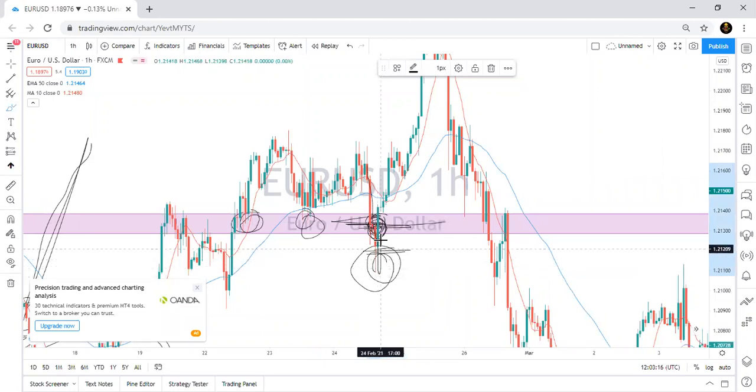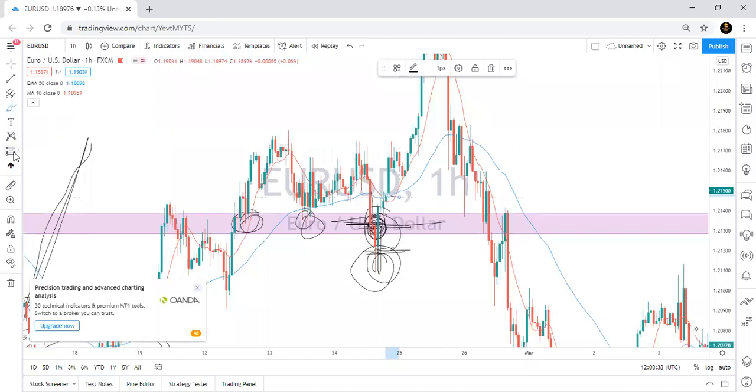Now, this is the true movement. When you see this candle here, that is a sign that you should think with the mind of the bank. They were just manipulating people. Then you just wait for the price to trade above the moving average, which was from this candle here.